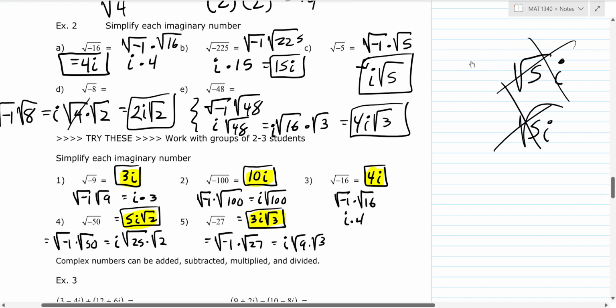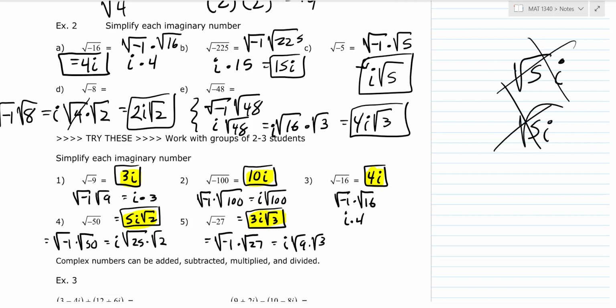Okay, so you can go ahead and check your answers, and really you can learn to do some of these in your head. Like the first row you can do in your head. You know that you have i because it's an imaginary number, and the square root of 9 is 3. Same thing with the next problem. The square root of 100 is 10, because 10 times 10 is 100. So you can just write that as 10i. And number 3 is 4i.